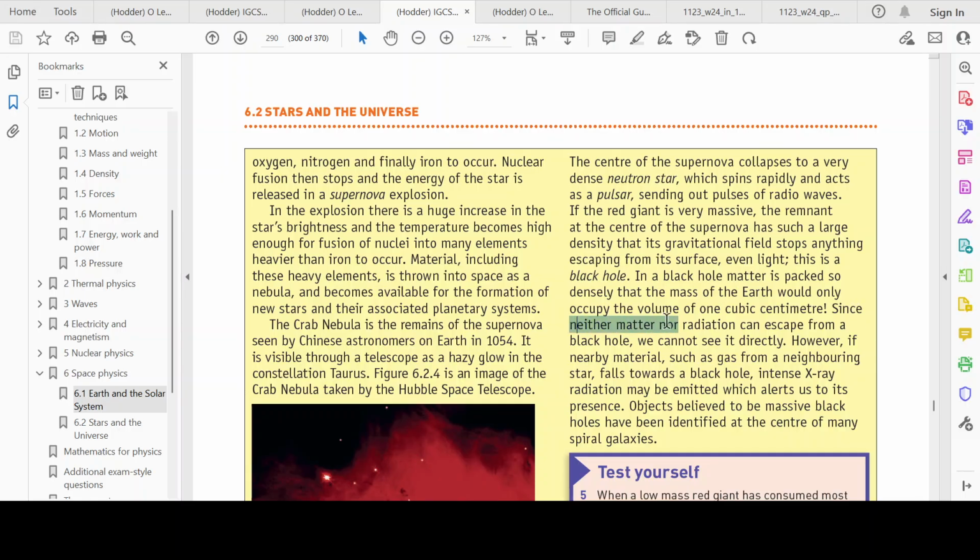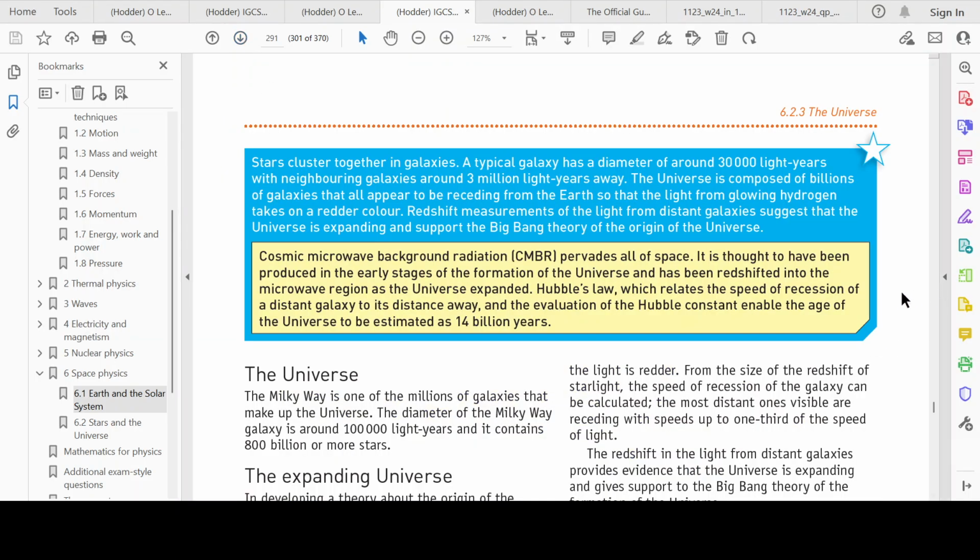Since neither matter nor radiation can escape from a black hole, we cannot see it directly. They mentioned radiation because light is electromagnetic radiation. However, if nearby material such as gas from a neighboring star falls towards the black hole, intense X-ray radiation may be emitted, which alerts us to its presence. Objects believed to be massive black holes have been identified at the center of many spiral galaxies.